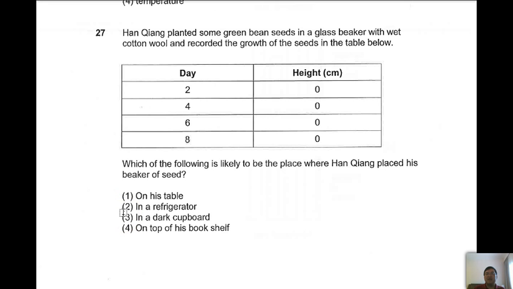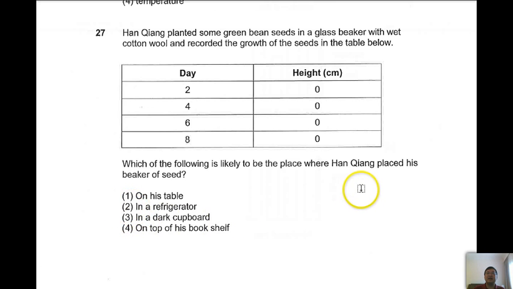Refrigerator. Very likely it will be stunted, with very slow growth. And in the dark cupboard, definitely it will grow, because the seed can even germinate without light. So options 1, 3, and 4, all the seeds will germinate. The best choice is the refrigerator, where the growth is definitely delayed because the temperature is just too cold. In fact, it stops the activity for the seed to germinate. So the answer is 2.